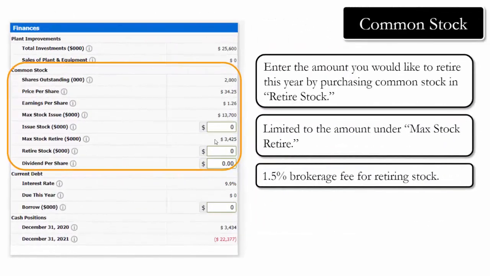Just a reminder that Capsim displays the maximum stock retire of $3,425,000 that we just calculated automatically. In the retire stock field, you enter the amount that you wish to spend to purchase outstanding common stock from shareholders. You are limited to the amount in maximum stock retire.